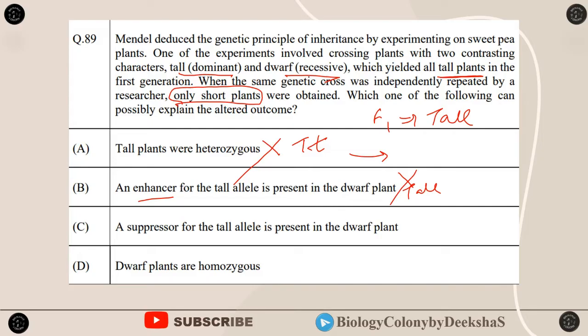A suppressor for the tall allele is present in the dwarf plant. Yes, there is a suppressor present that is preventing the tall expression from appearing. Then D is dwarf plants are homozygous. Okay, they can be homozygous, but it does not mean that tall will appear.